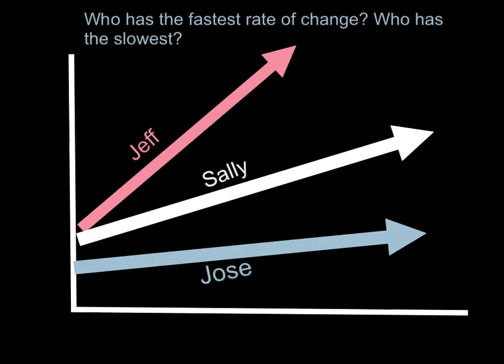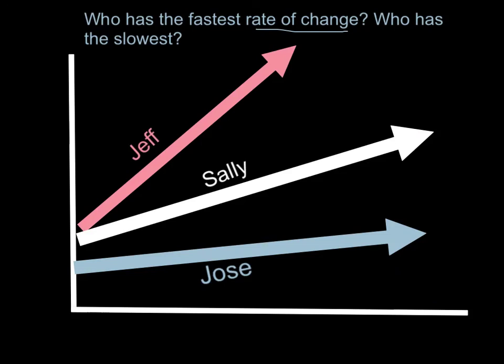Alright, last one. We have to be able to compare lines because of their slope. So it says, who has the fastest rate of change? Remember, what does rate of change mean? Rate of change means slope. So who has the fastest rate of change? Well, when we're looking for fast versus slow, we're looking for the steepness of the line. So if it's really steep, that's actually faster. If it's really flat, that's slower.